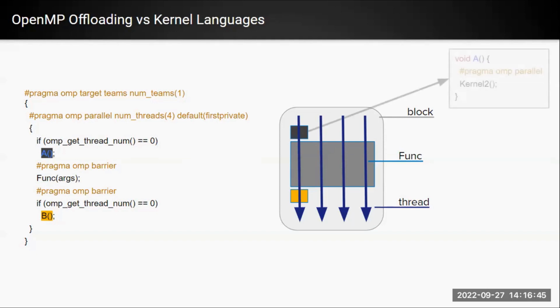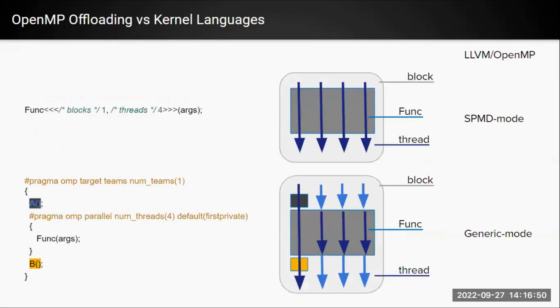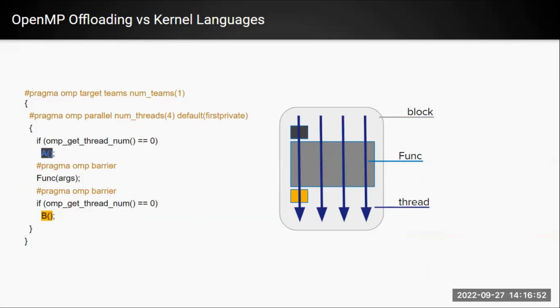So remember, can I go back? No, I can't. Yeah, this is what we started with. So this is what the user wrote. And we would basically perform this code transformation. So we guard the sequential code, we introduce a couple of barriers, and we effectively hoist the parallel outwards to the outermost, to the teams. So as soon as the parallel and the teams meet, we're good.